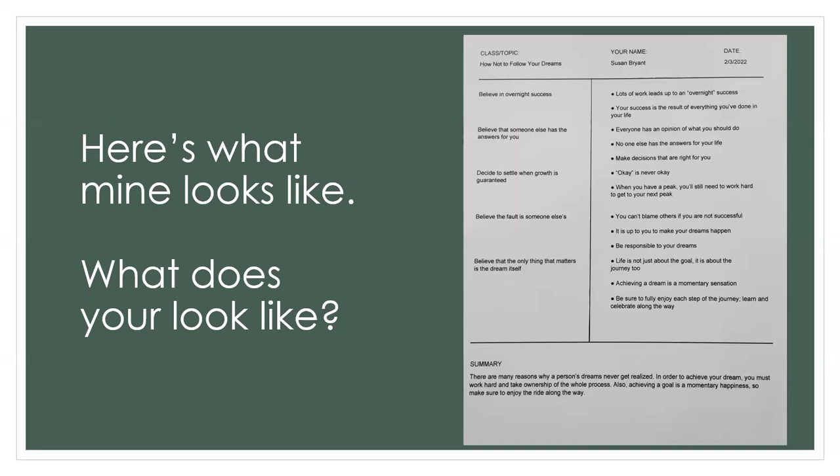And then finally, that summary, which is really the most important point of the Cornell method, is I wrote, there are many reasons why a person's dreams never get realized. In order to achieve your dream, you must work hard and take ownership of the whole process. Also, achieving a goal is a momentary happiness, so make sure to enjoy the ride along the way.